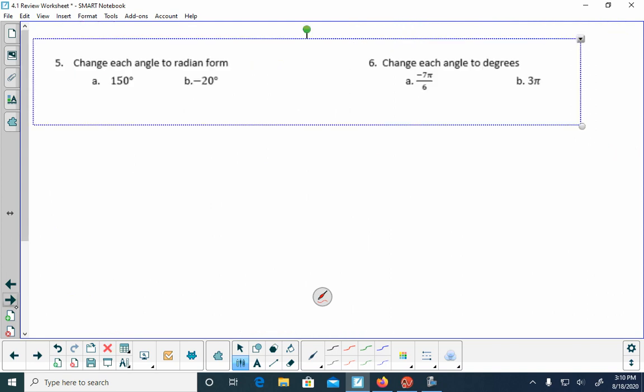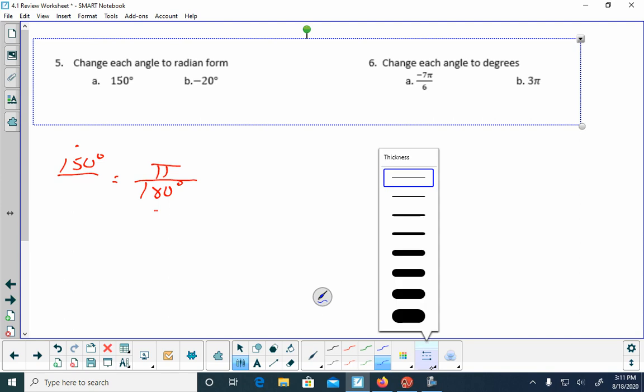Change each angle to radian form. So they are in degrees and I want to change them to radians. So I'm going to take 150 degrees. Remember, it's 180 degrees to pi, but if this is in the numerator, then I want the 180 to go in the denominator, and then I'm going to put pi here. It's always going to be pi and 180. It's just a matter of which one is in the numerator and which one's in the denominator.